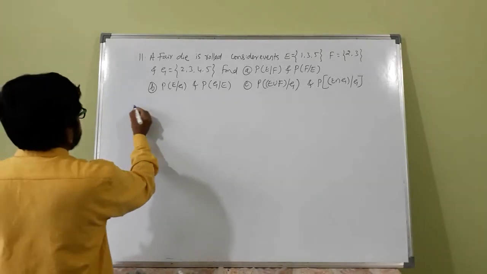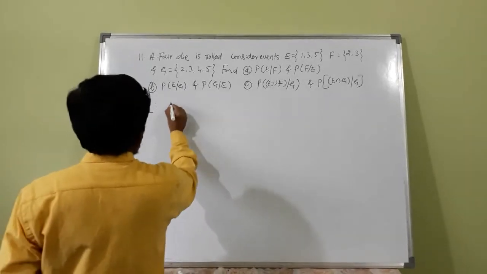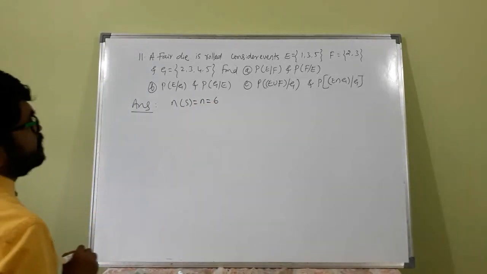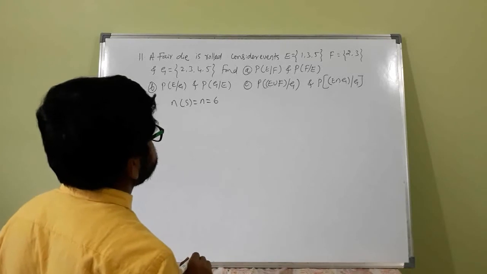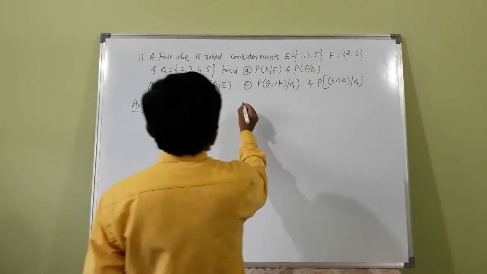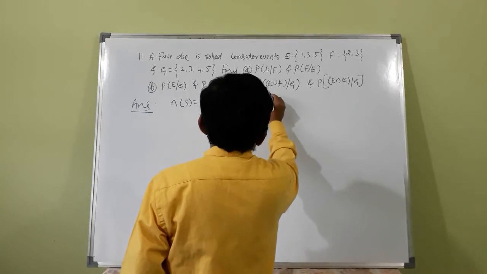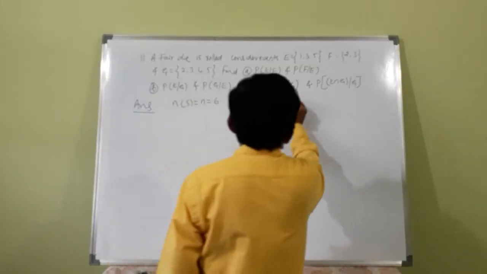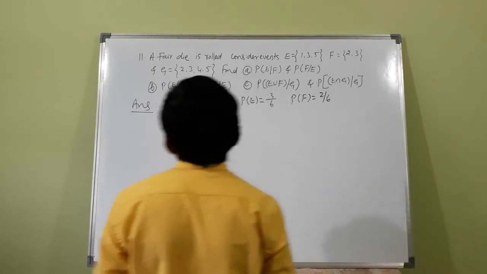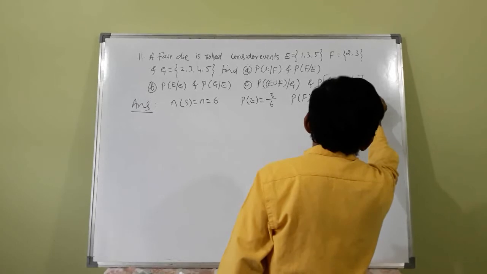See here, n of S is equal to 6. Now E is that much, F is that much. Probability of E is equal to 3 by 6. Probability of F is equal to 2 by 6. Probability of G is 4 by 6.